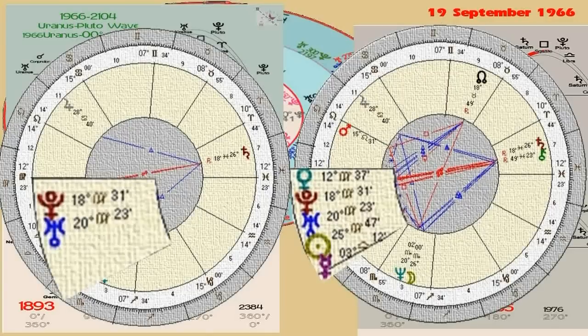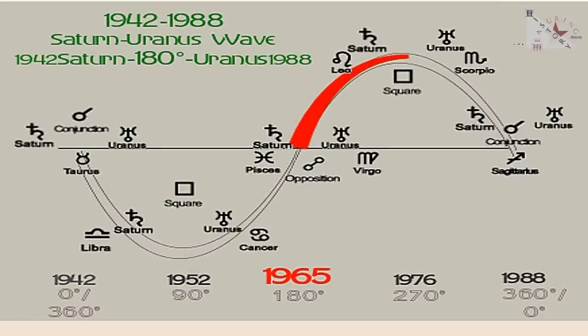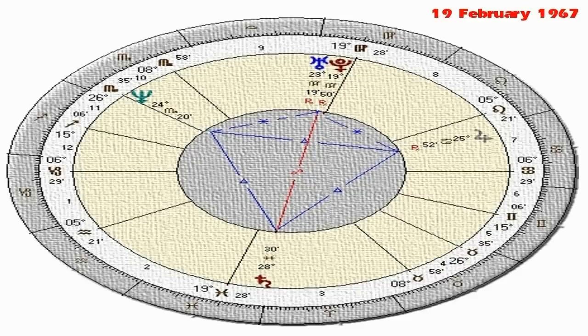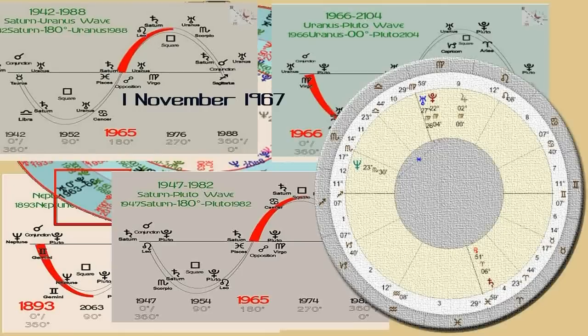Significantly, the midpoint of the 1947 Saturn-Pluto 1982 wave lands us at the peak of the Cold War, and the midpoint of the Saturn 1942 Uranus 1988 wave lands us right in the middle of the World War II related dominance of the United States on the global sphere. That came about because of not only World War I, but World War II significantly really put the United States on the world stage.